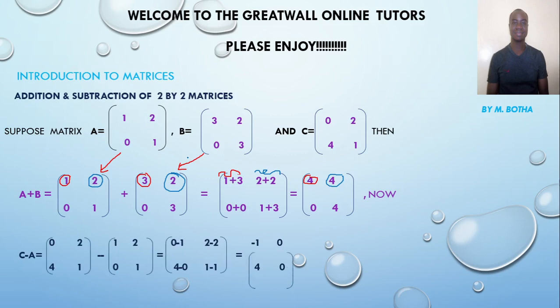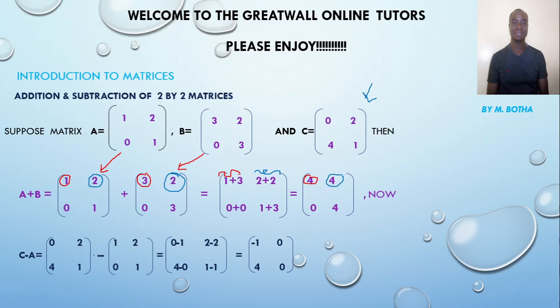Suppose we need to subtract 2 matrices. We want to subtract matrix A from matrix C, so we have matrix C minus matrix A. Our matrix C is right here, so it's 0, 2, 4, 1. You get that matrix and substitute it right here. I'm sure you can see it. And then you also get matrix A, which is right here, and substitute it, which is here.